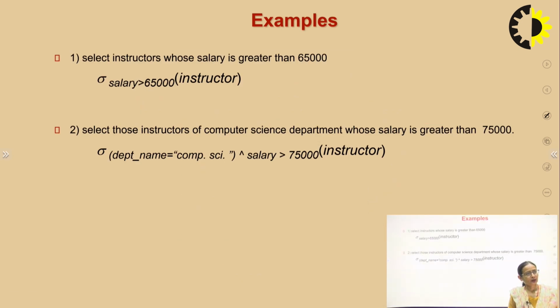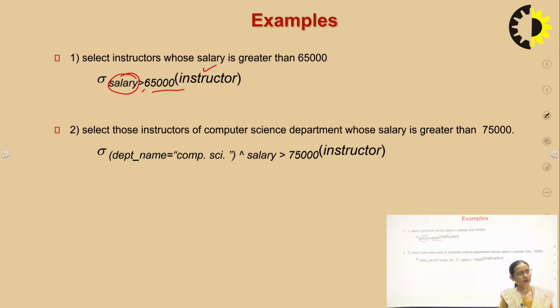Here is another example: select all those instructors whose salary is greater than 65,000. So what's the predicate in this case? The predicate is on the attribute salary, and what's the operator you are going to use? Greater than, and what's the value? 65,000, and instructor is my relation.